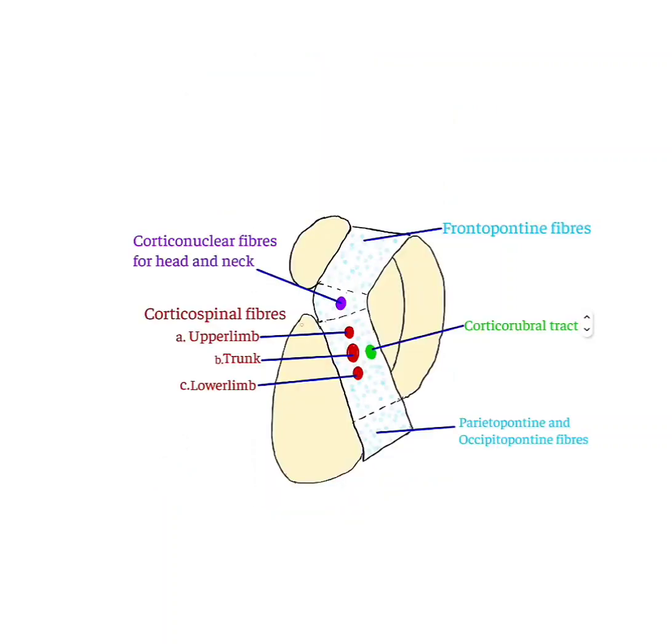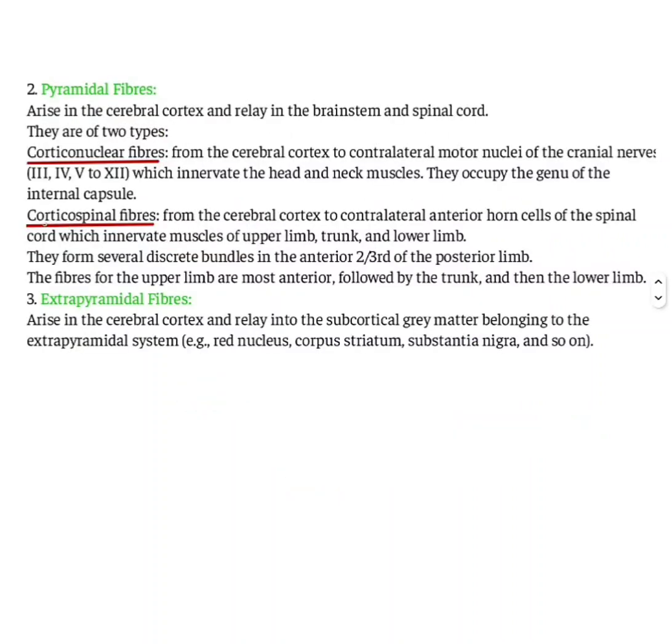The corticospinal fibers occupy the anterior two-thirds of the posterior limb. They form several discrete bundles there. The fibers for the upper limb are most anterior, followed by the fibers of the trunk, and then the fibers of the lower limb.